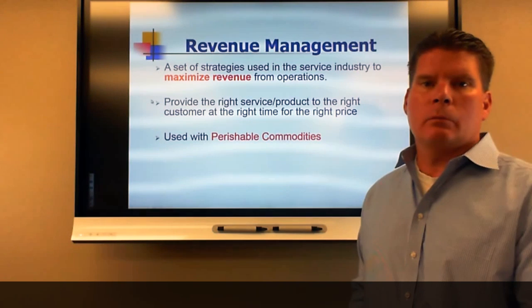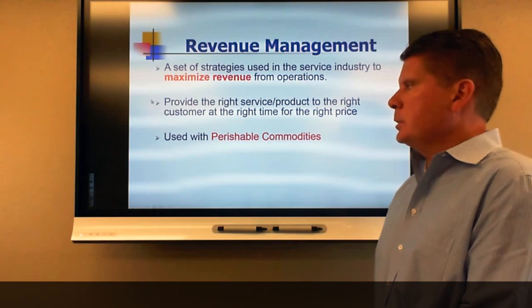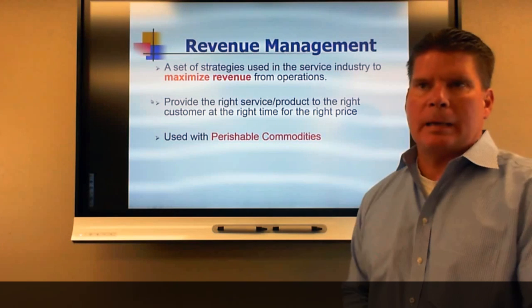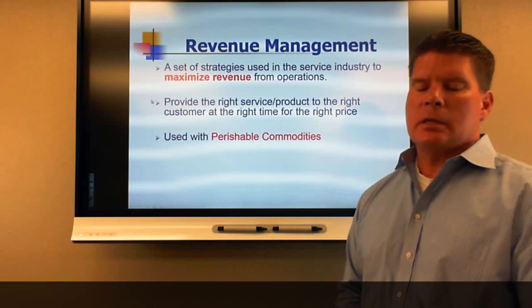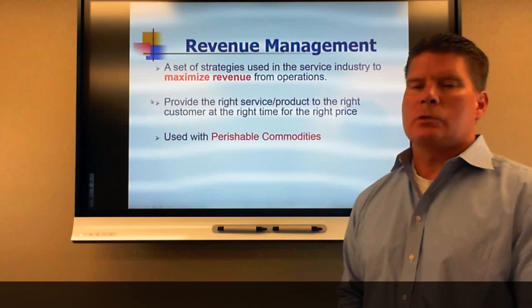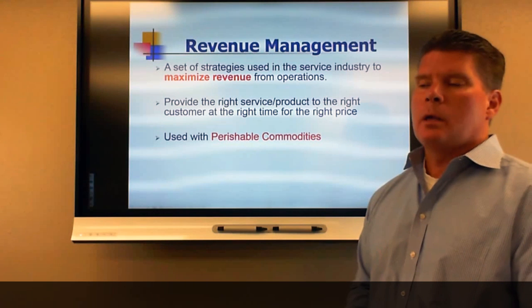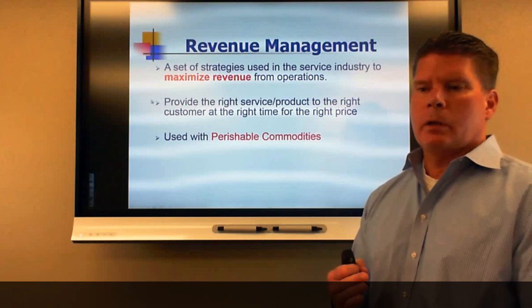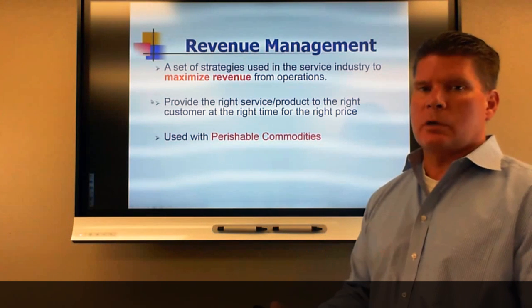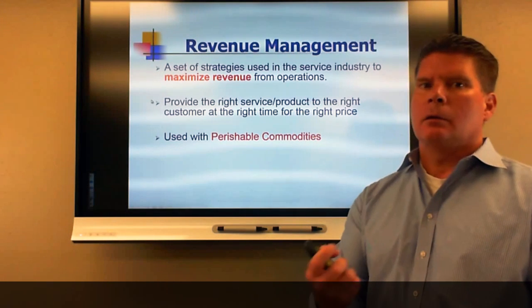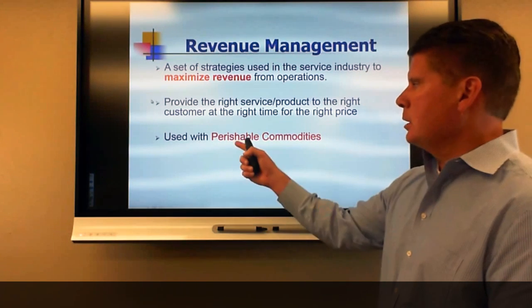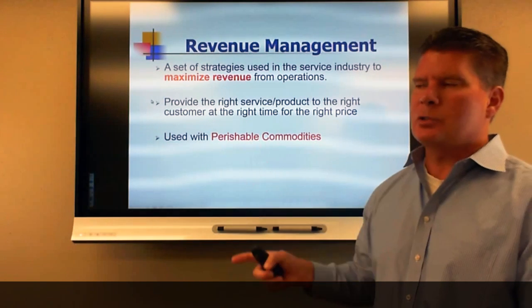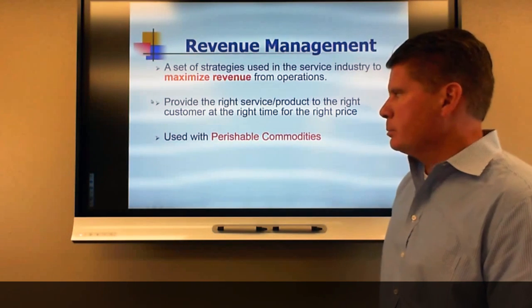One of the characteristics of revenue management is that you have a perishable commodity. What that means is that it goes away. For example, a hotel room: I can only sell one hotel room on one given night, and then the next day I can never sell that hotel room again for the previous night. It's not technically perishable, but for any given period it's perishable.